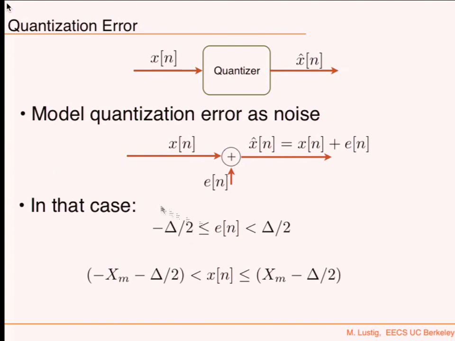So in that case, the error signal is bounded between minus delta over 2 and delta over 2, because this is how we round the numbers. So it's bounded between them. So x of n, the original one, is bounded between minus x_m minus delta over 2 and x_m minus delta over 2. So this is the range of the original signal. Does this make sense? Should that be plus delta over 2 on the right? Maybe. It won't matter, actually, but yeah, you might be right. I'll have to check.